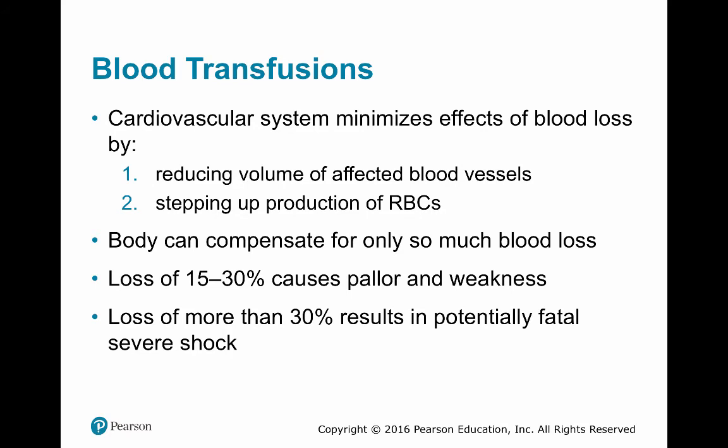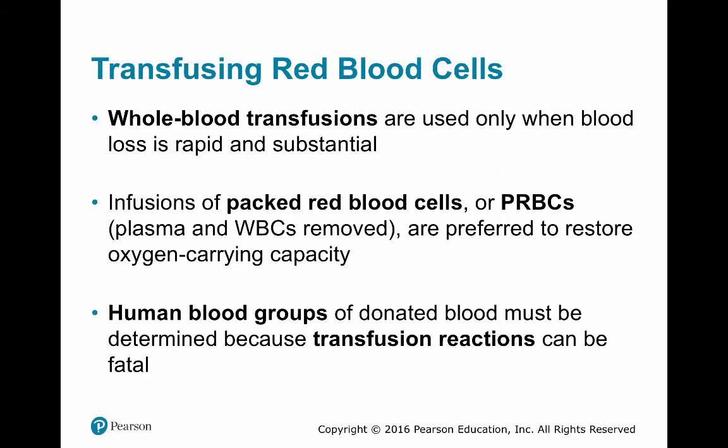So with that case, then we're going to do what's known as transfusions. You have whole blood transfusions, which are only used when blood loss is rapid and substantial. We have infusion of packed red blood cells, or what's known as PRBCs, which have the plasma and the white blood cells removed, and are preferable to restore the capability of carrying oxygen, because that's one of the big problems with losing a large amount of blood.